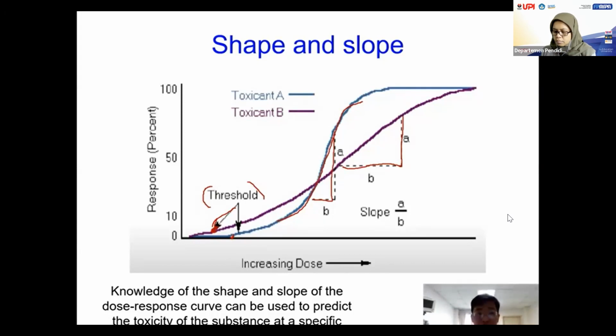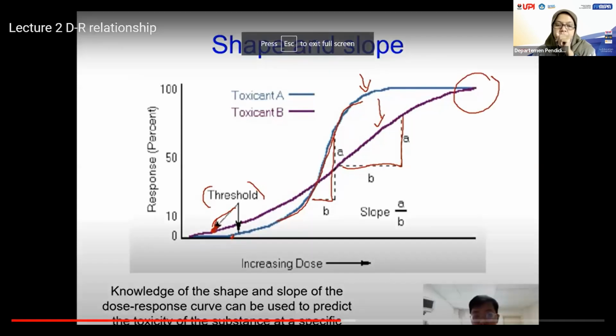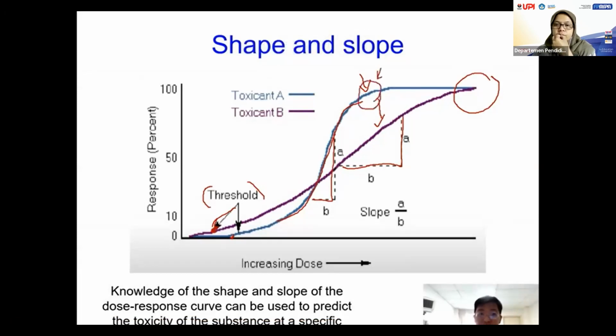So if you look at toxicant A and B, okay, it's a method to compare this and this. You can see that toxicant A becomes more toxic with increasing dose compared to toxicant B, whereby the toxicity is slowly going up, right? Okay, you can see it's slowly going up. So at higher dose, toxicant B can cause 100% response, but compared to toxicant A, that needs a lower dose here. Okay.